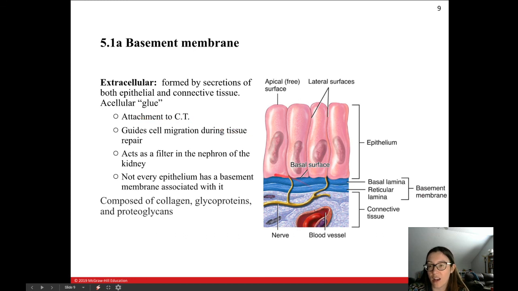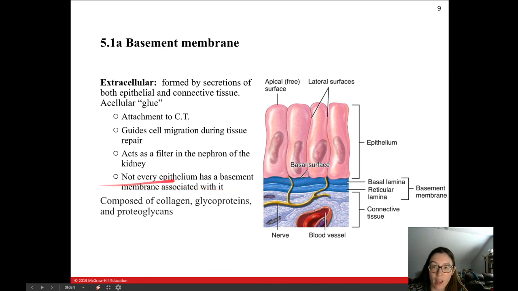It also helps guide cell migration during tissue repair. So our epithelial tissues are very able to undergo mitosis. And so if we scraped all of them off, they would be able to repopulate, and they would go across the basement membrane to repopulate that. The basement membrane is also important because it can act as a filter, especially in the nephron of the kidney, as well as in the blood-brain barrier.